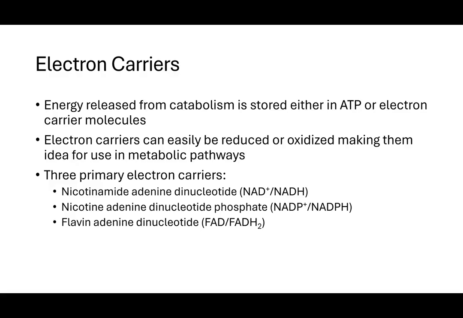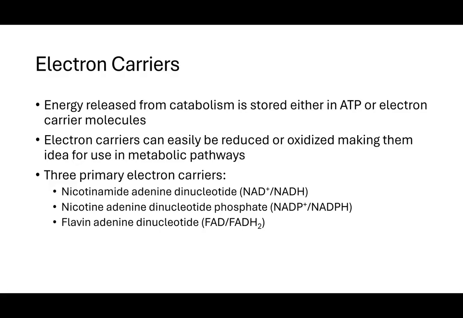Because theoretically, you can remove electrons from just about any molecule out there. Some of them are going to take way more energy to do that than others. So these molecules do not take hardly any energy. This is a very favorable reaction. So there are 3 primary electron carriers. These are common to both us humans and to bacteria for the most part.